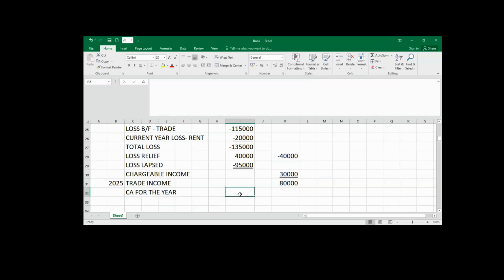60,000. Out of this capital allowance, we are expected to relieve this. And now to my question. Capital allowance is usually restricted to what percentage? Who can remind us? Capital allowance is restricted to what percentage? Yeah, I'm expecting our reply. 66%.